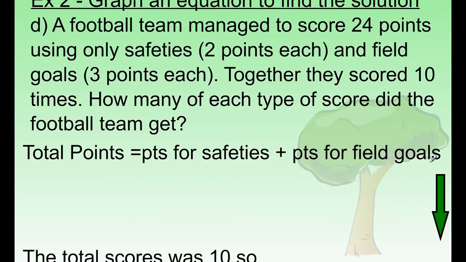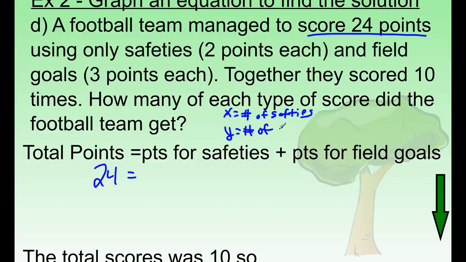Okay. So I have a verbal model written out for us. The number of total points is 24, so right there, 24 points. Points for safety. So again, I'm going to use the x and the y. I'm going to assign the x variable to the number of safeties, and the y variable to the number of field goals.